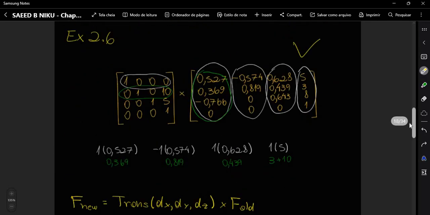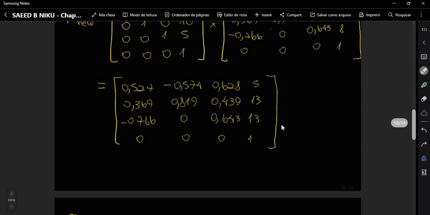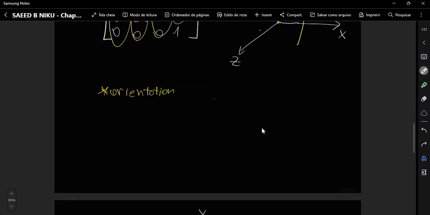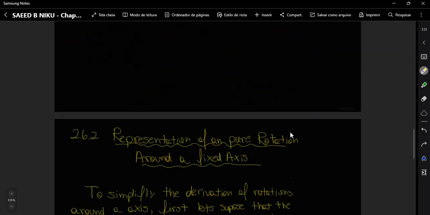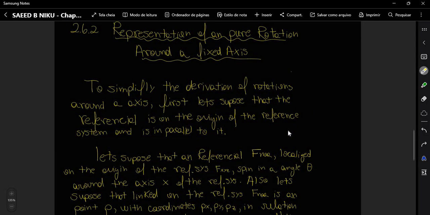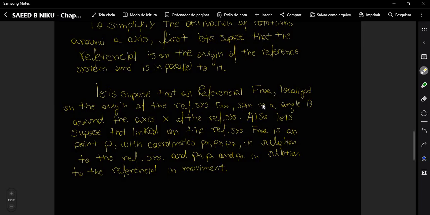And now in this video, we will discuss topic 2.6.2, which is how you can represent a pure rotation around a fixed axis. So let's get started.